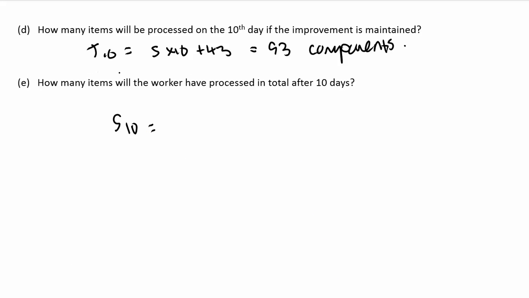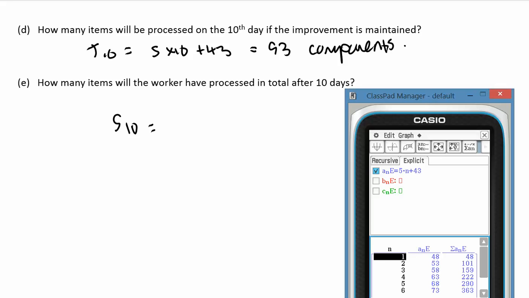To work out how many items you've processed on the 10th day, simply plug it in to your sequence formula. Now when it comes to part E, depending on the instruction you're given in a test or an assignment, it will dictate which way you do it. If it doesn't say how to do it, we can always do it using our calculator.